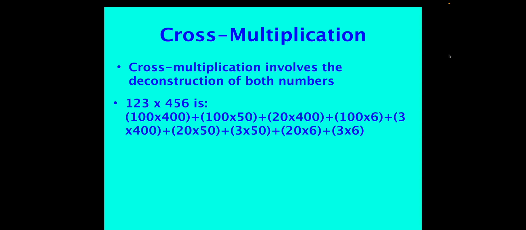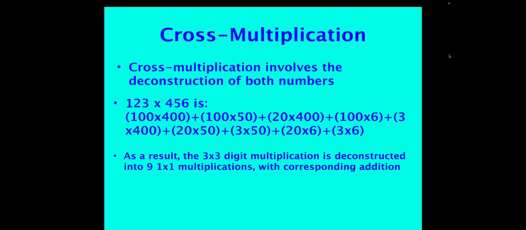So we're going to take the first digit in each number, 1 and 4, and multiply 100 times 400, plus the first digit in the first number times the second digit in the second number, plus the second digit in the first number times the first digit in the second number, and so on and so on. We've created 9 1 by 1 multiplication questions rather than having to multiply a single digit by multiple digits. You obviously have to do the corresponding addition, but this isn't really what it looks like when you're actually doing it.